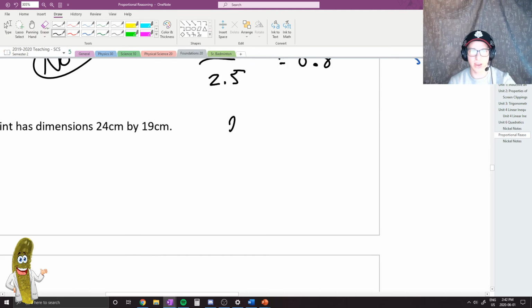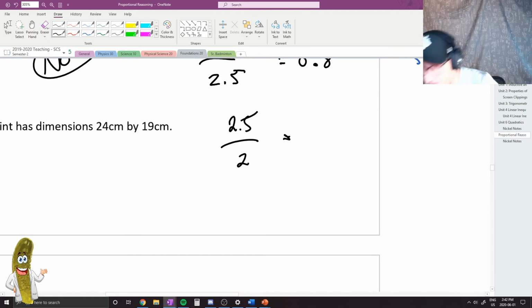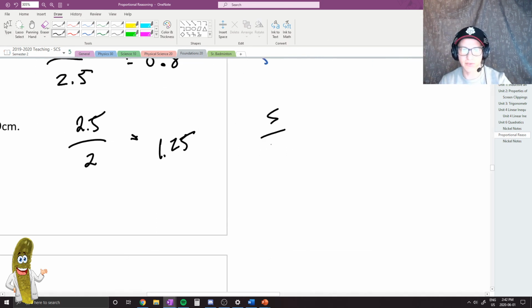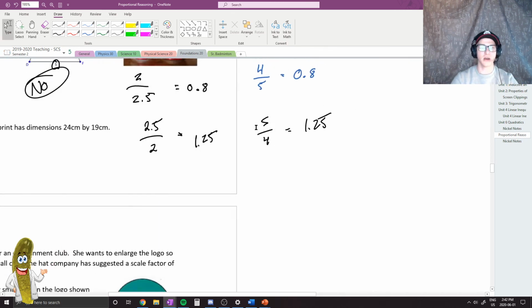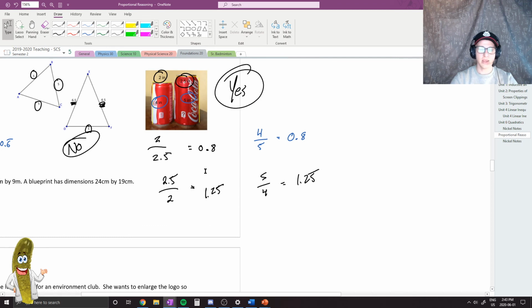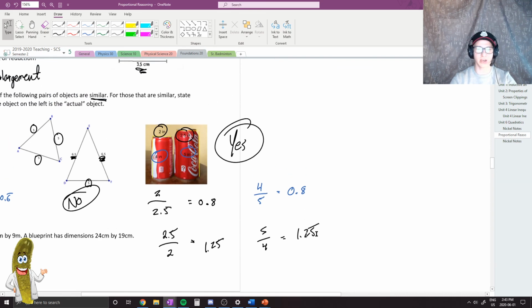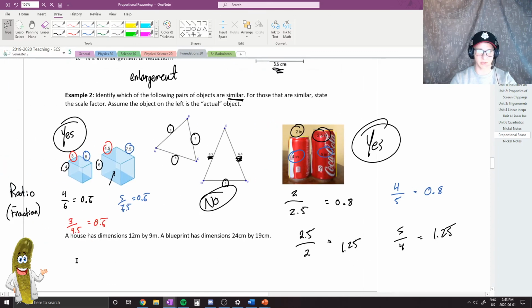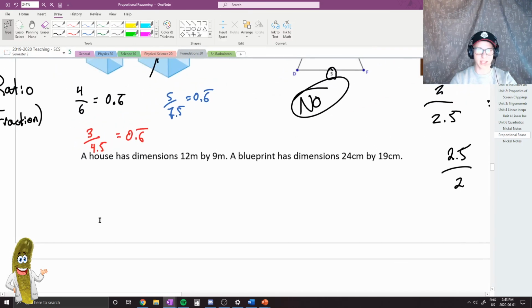I could also say 2.5 divided by 2 is equal to 1.25. And then I could look at this and say 5 divided by 4. That's also 1.25. Awesome. I know that those two are similar objects as well. This decimal value or this scale factor that we're figuring out communicates a lot of information to us. And because those two are the same, we know that this is, in fact, a similar object. When we look at this last example, I'll show you what happens when it is not the same.